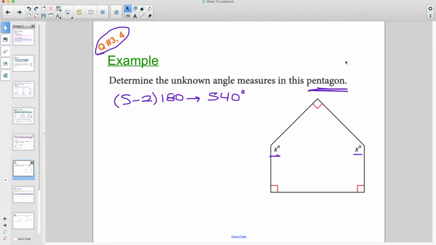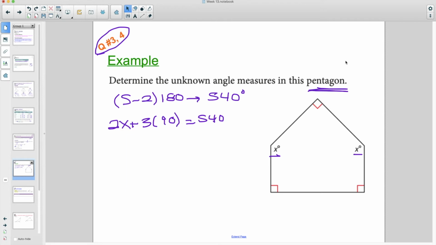All right, so let's write this out here. We have 2 angles that measure x. So that would be 2x, right? Plus we have 3 90-degree angles. Now I'm just going to write it in this step as 3 times 90. You are welcome to write it as what that value is. That's fine. Equals 540. But let's do that next, right?